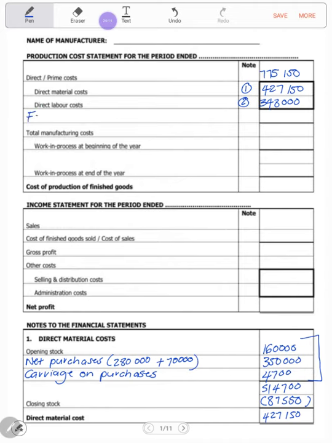So I can go to my production cost statement, and I can put my factory overheads. From note 3 that I got it from, and it was 212,500. If we add everything up, I'll take my prime costs and my factory overheads. I should get a total of 987,650.